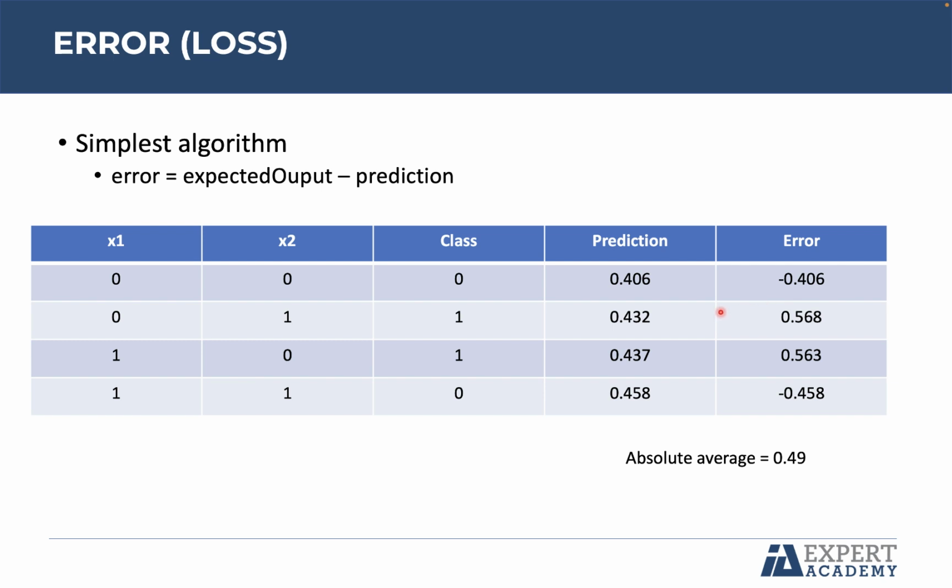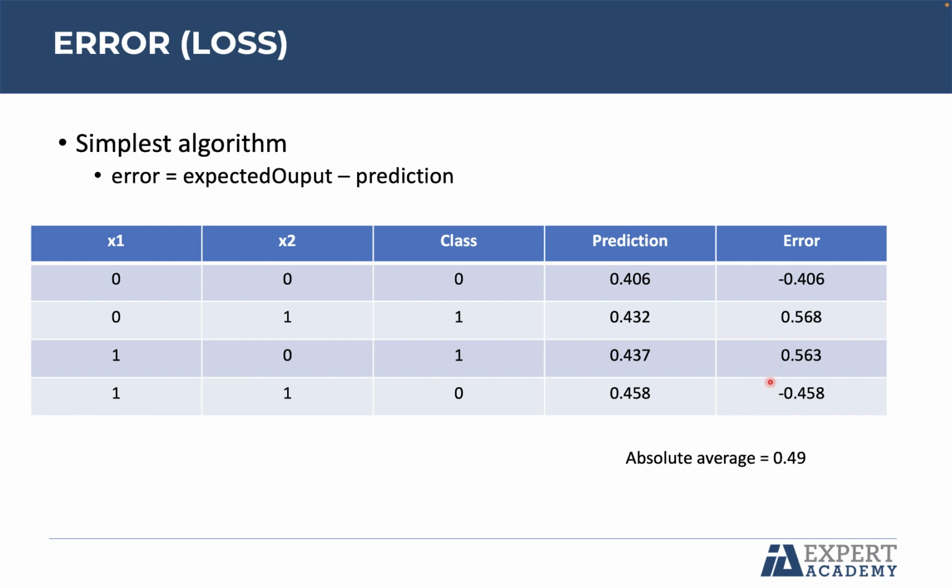Let's now analyze the error calculation. 0 minus 0.406 equals minus 0.406. 1 minus 0.432 equals 0.568. 1 minus 0.437 equals 0.563. Finally, 0 minus 0.458 equals minus 0.458. In this example, we are considering whether the number is positive or negative.